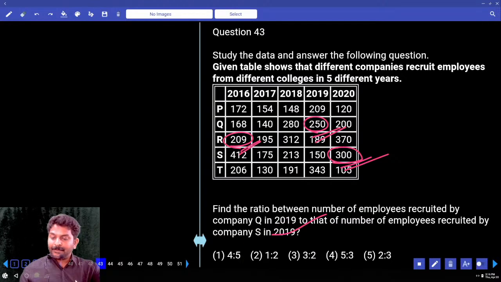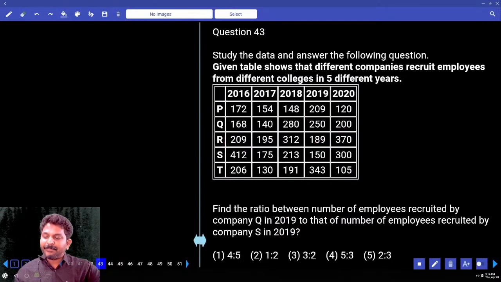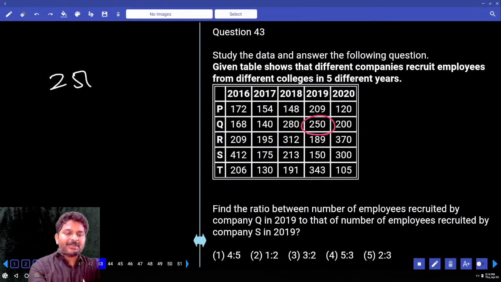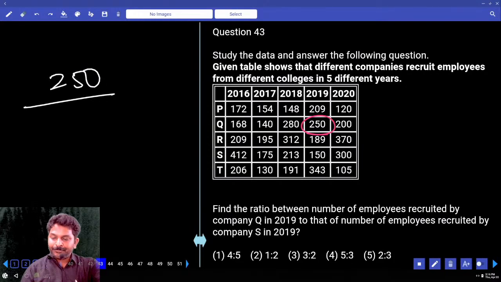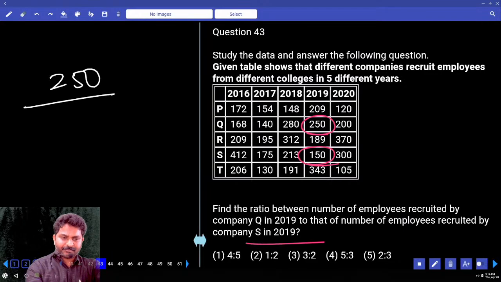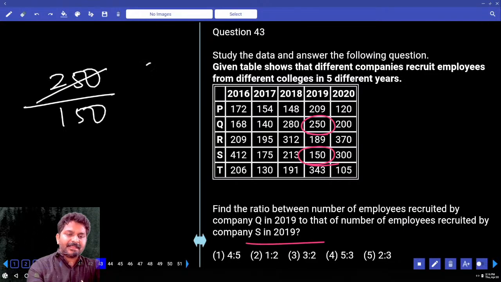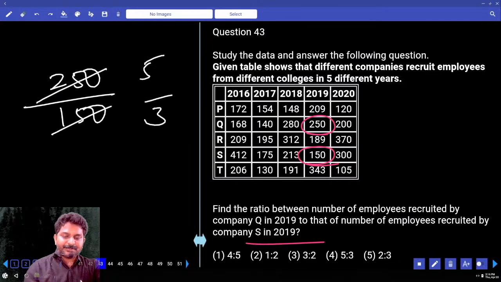Second. Find the ratio between the number of employees recruited by Q in 2019, 250, and S in 2019. A is to B form. Yes, 2019. Cancelling with 50, 5 times, 3 times. 5 is to 3.